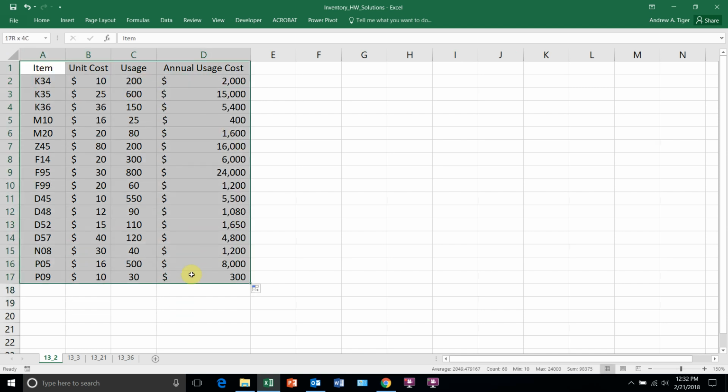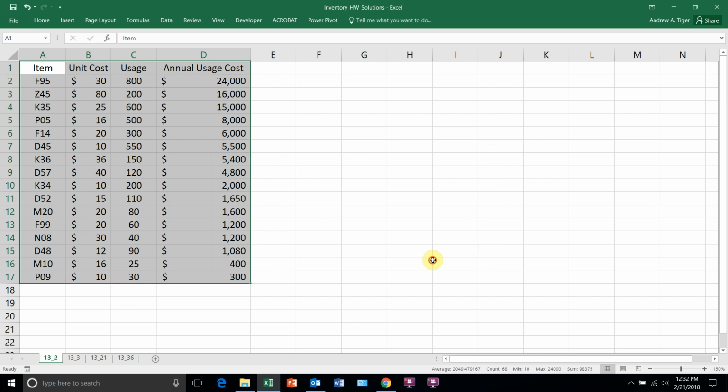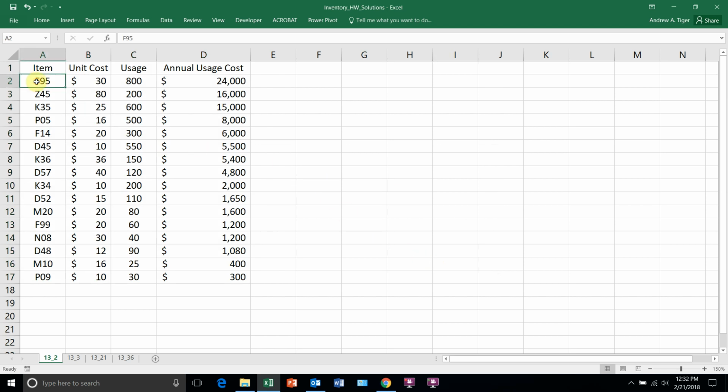Then we want to take all this data and sort on the usage cost from high to low. So this is definitely the most important item. That's clearly an A item. And then this one down here is clearly a C item because it's least important. The trick is, how do we decide what the break point is?